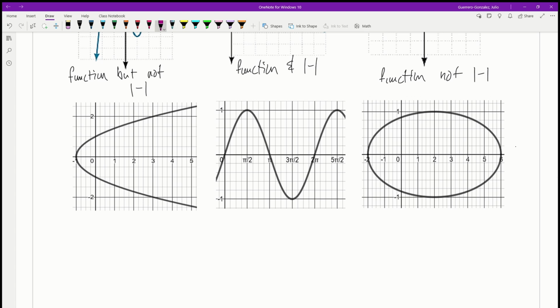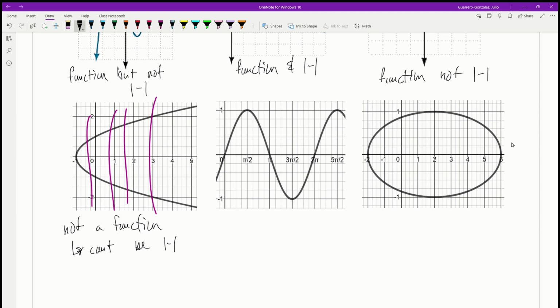Number 4. You should remember this example because we just did it. Any vertical line we draw hits it twice. So this is not a function at all. And even worse, since it's not a function, it can't even be one-to-one. Done. We are good.